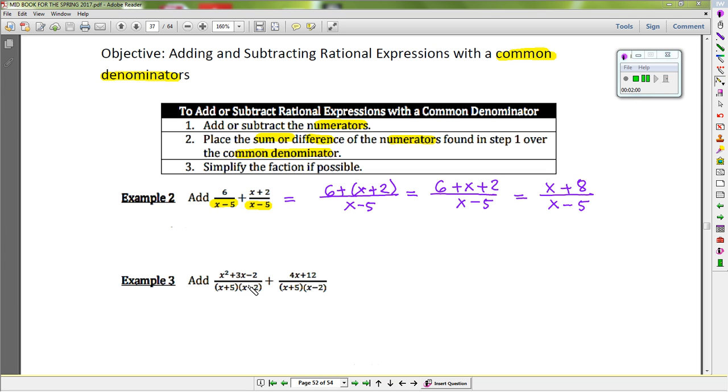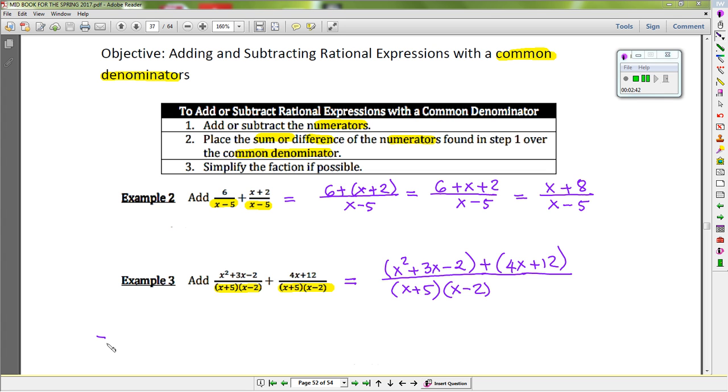Now look at the next example. Again, we do have a common denominator. So we write out our common denominator: x plus 5 times x minus 2. Now for our numerator, I'm going to find the sum. So the first numerator is x squared plus 3x minus 2, plus 4x plus 12.